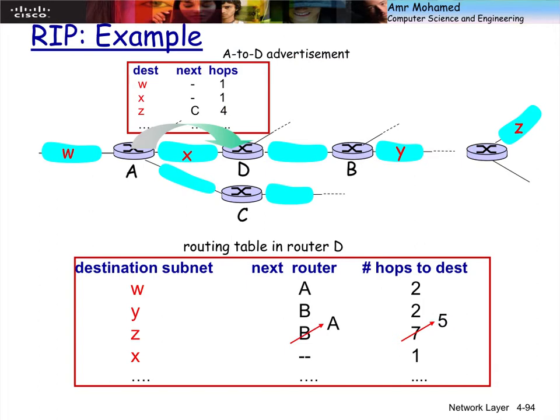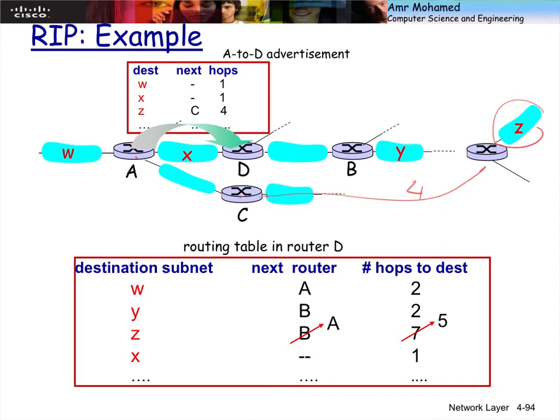So if, for example, D now receives the vector of distances from A, and this vector of distances contains the route entries inside the routing table of A, and that happens to have the distance to W as 1 hop, the distance to X as 1 hop, and the distance to Z as 4. And the distance to Z is through C, which means now that A can reach Z through C, and now it's only 4 hops.